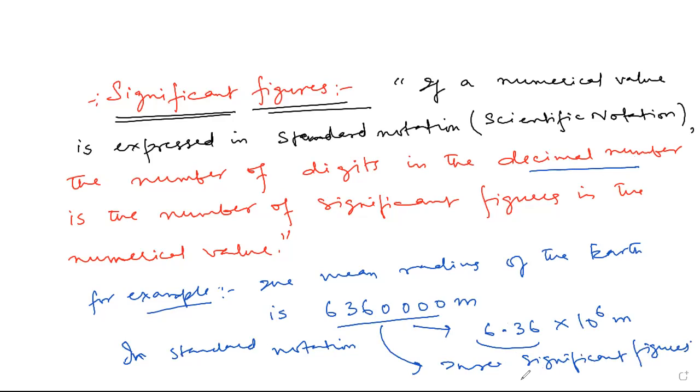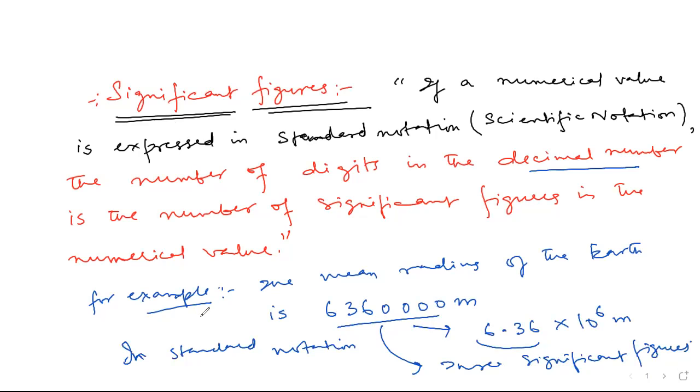So it is simple. If we are given a numerical value, we express it in standard or scientific notation. Then we see the number of digits in the decimal number. That is the number of significant figures in the given numerical value, right? Another example, let me name it example 1. We have already discussed this example in the last lecture.